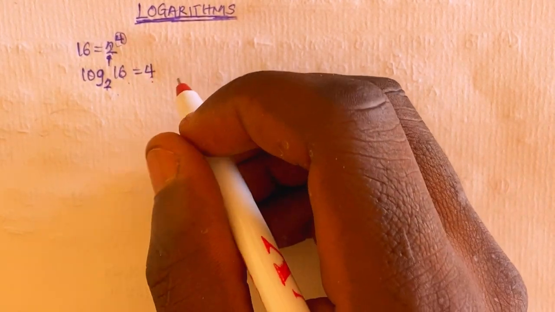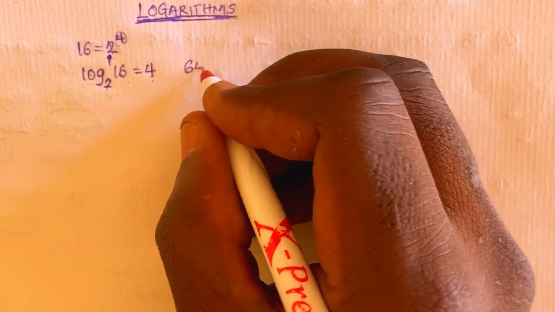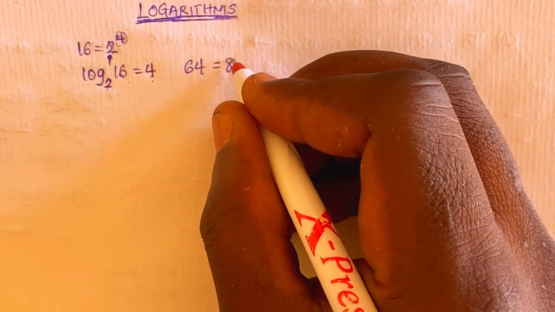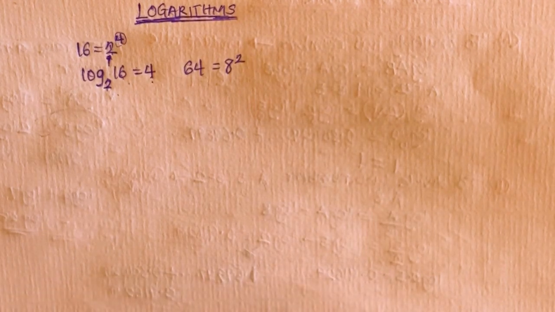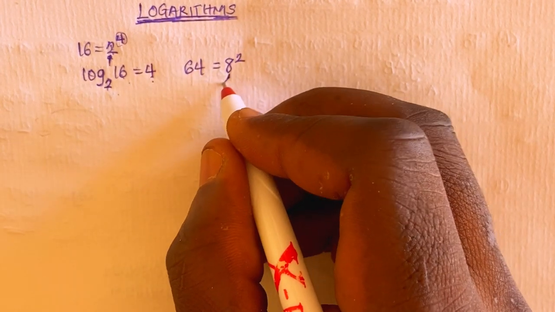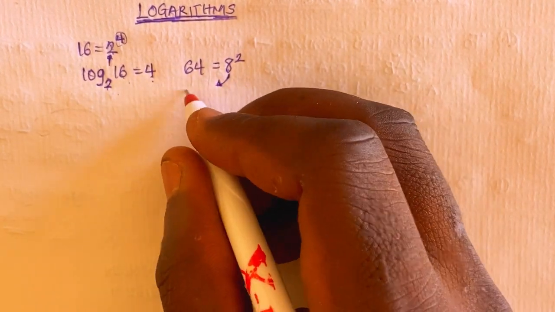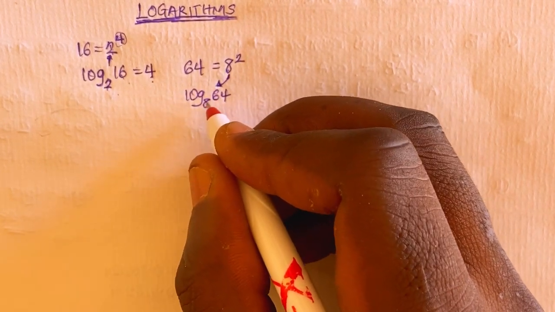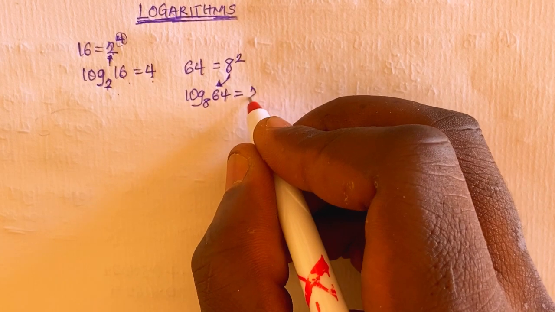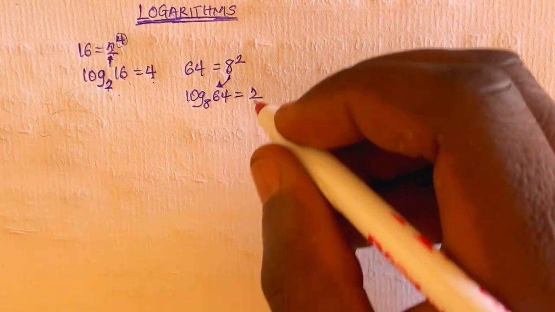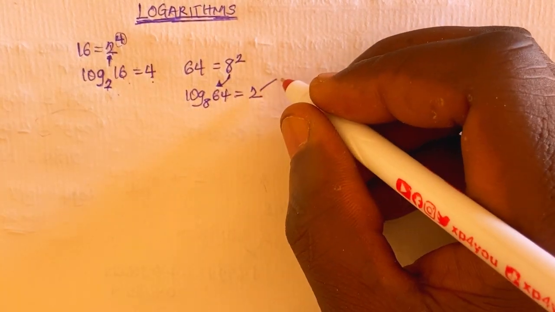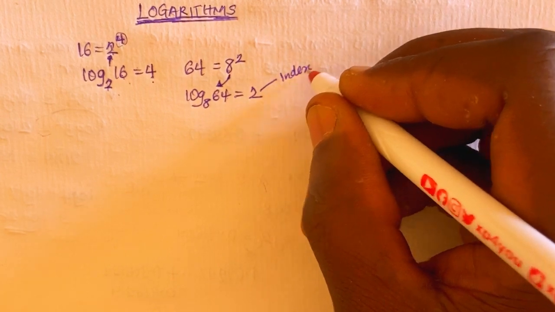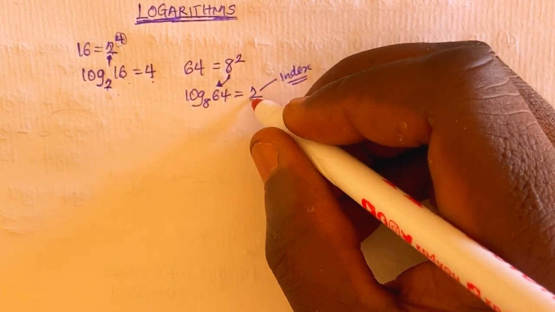So let's say you are given another one: 64 is equal to 8 raised to the power of 2. Now if you look at this, you simply take this as the base of the logarithm, which is log base 8 of 64. Log base 8 of 64 is equal to 2. So this is the power, or you simply say index. The index is the answer.